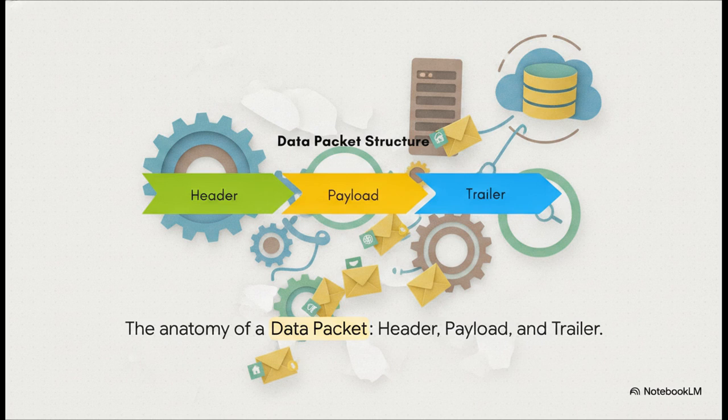Then, right in the middle, you've got the payload. That is your actual message, the real content you care about. And finally, the trailer. This is basically a safety check at the very end to make sure nothing got messed up or damaged during the trip. So, address, message, check: header, payload, trailer. It's an incredibly efficient system.